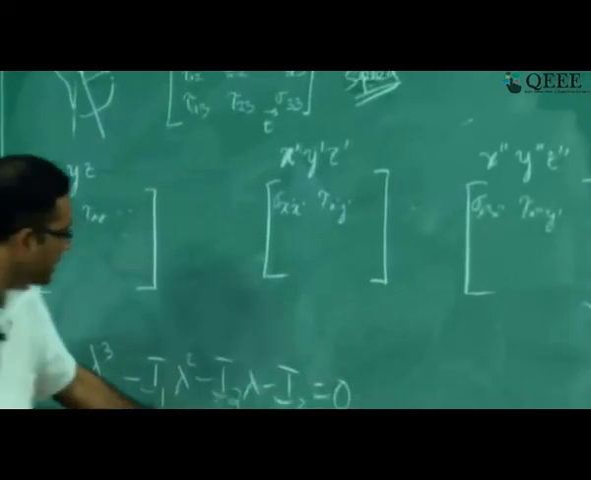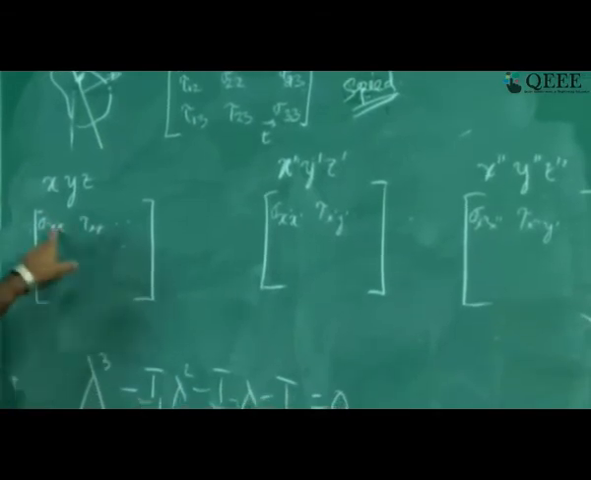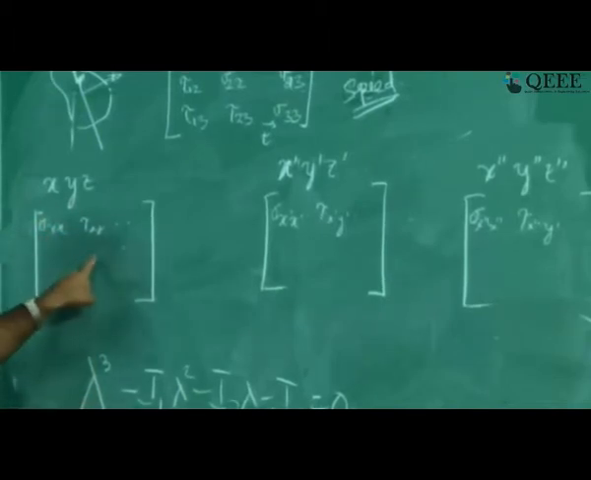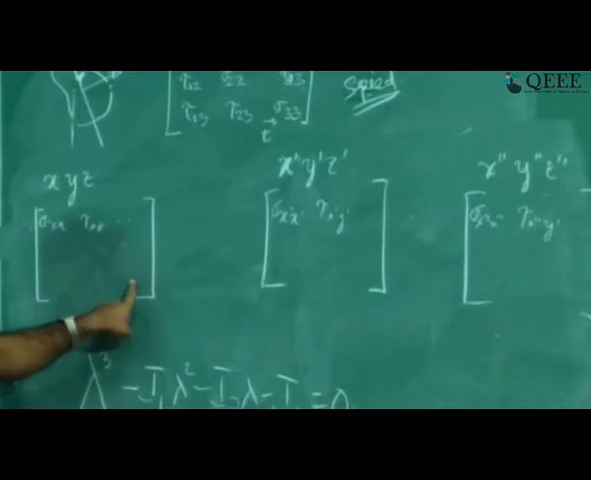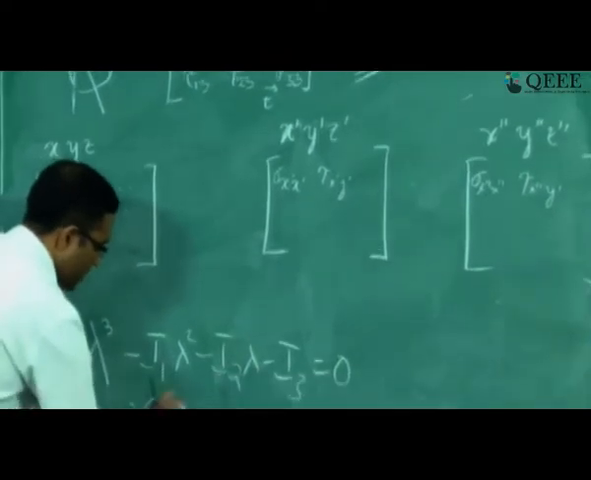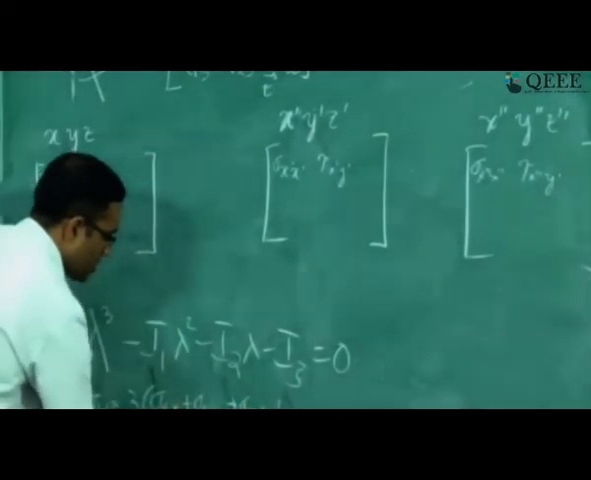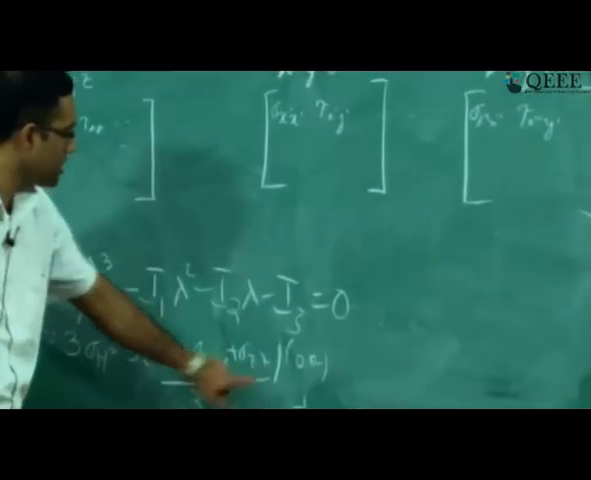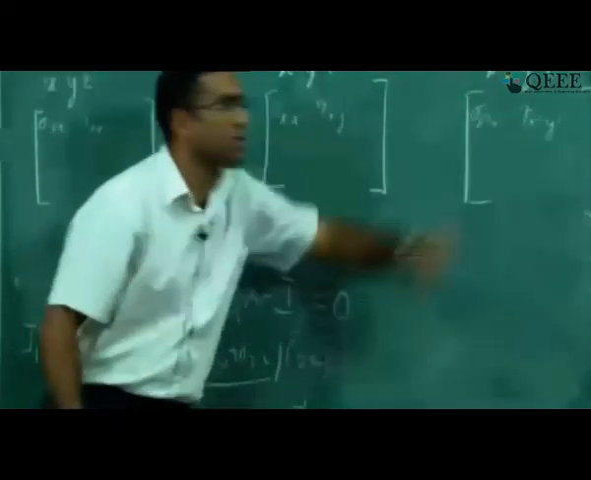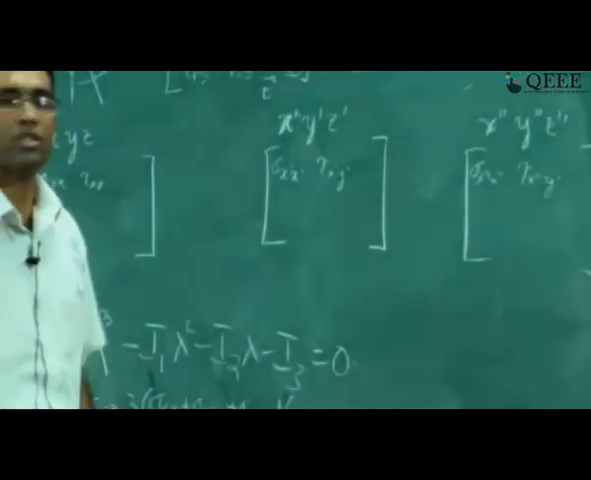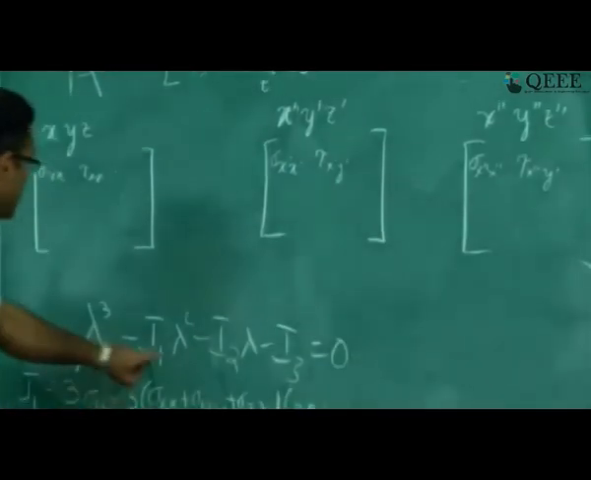And what are these I1, I2 and I3? I1 will be nothing but the sum of the three diagonal components, so sigma xx plus sigma yy plus sigma zz. So it will be related to the hydrostatic stress, three times the hydrostatic stress, where hydrostatic stress is nothing but sigma xx plus sigma yy plus sigma zz divided by 3, or sigma x dash plus sigma y dash plus sigma z dash divided by 3, or the corresponding values of x double dash, y double dash and z double dash. That will be the hydrostatic stress.